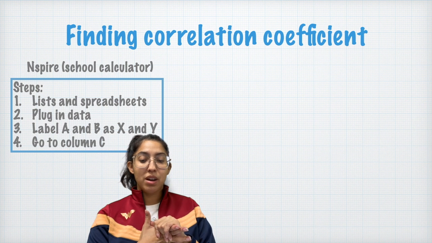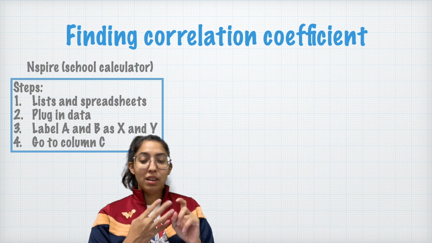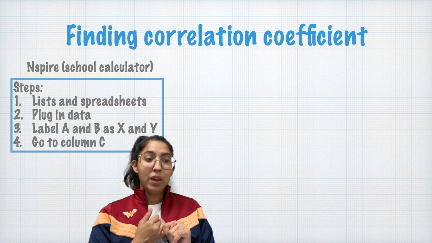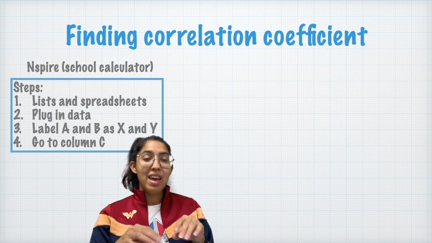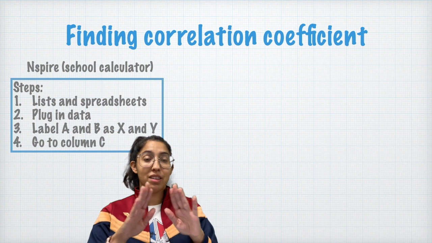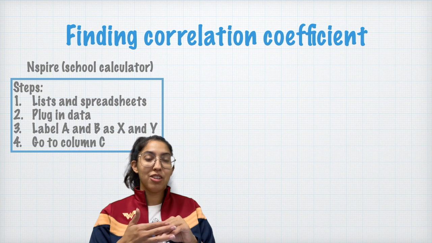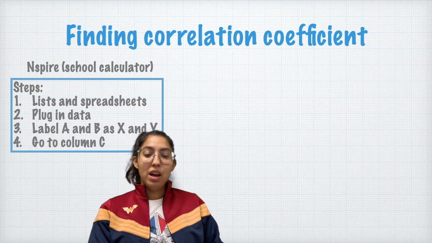So for the Inspire, you're going to list in spreadsheets. You're going to plug in the data, label A and B as X and Y, and go to column C. For Desmos, I didn't write it on here, but you are going to click the link that I will provide, and then you're just plugging in the data to the table that's already there. And on that one, you can literally just press enter and it should give you all your information. It'll be in the next video, so you don't have to worry about that.